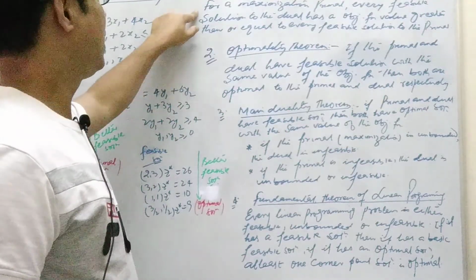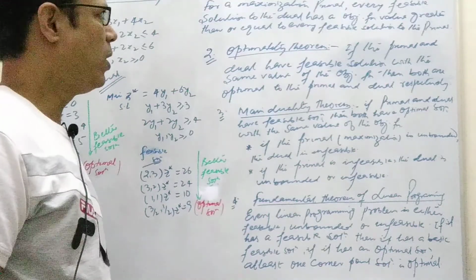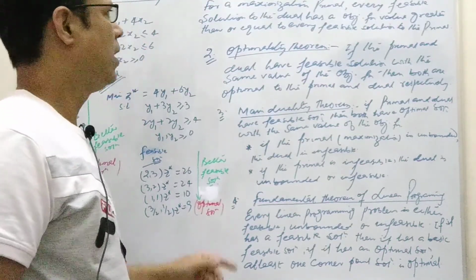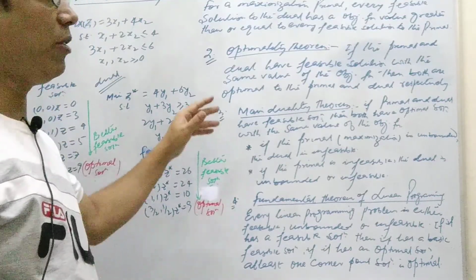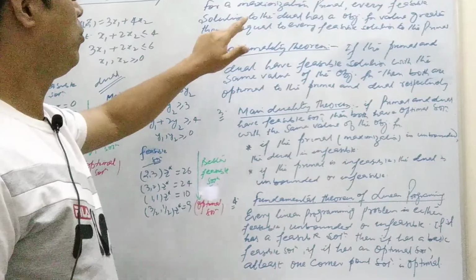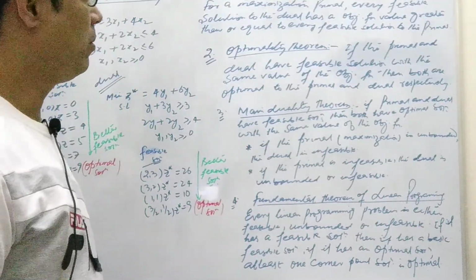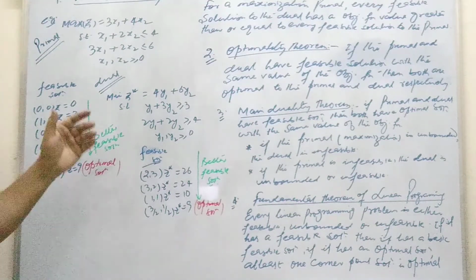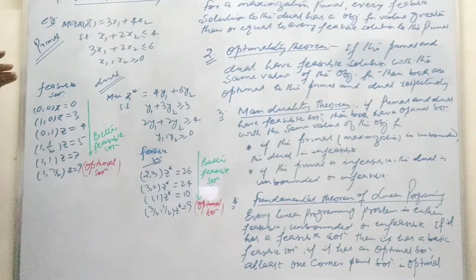So if you are going to take the examples for a maximization primal, every feasible solution to the dual has an objective function value greater than or equal to every feasible solution to the primal. Very important theorem, so let me read it out again: for a maximization primal, every feasible solution to the dual has an objective function value greater than or equal to every feasible solution to the primal. So this theorem can be proved by taking this type of example. So you can take one example.